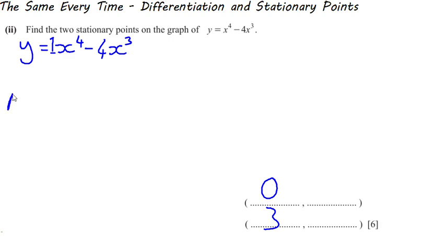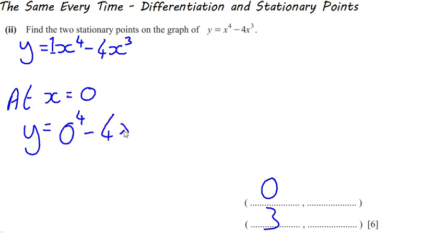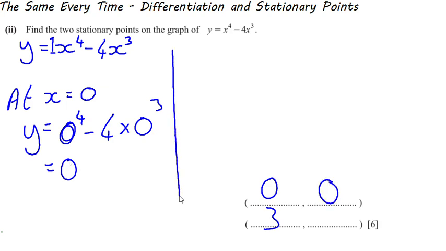x to the power 4 minus 4x cubed, and put the x values into that equation. So at x equals 0, y is going to be 0 to the power 4 minus 4 times 0 cubed. Well, 0 to the power 4 is 0, and 0 cubed is also 0. So all of that actually is going to be 0, isn't it? So when x is 0, y is 0.